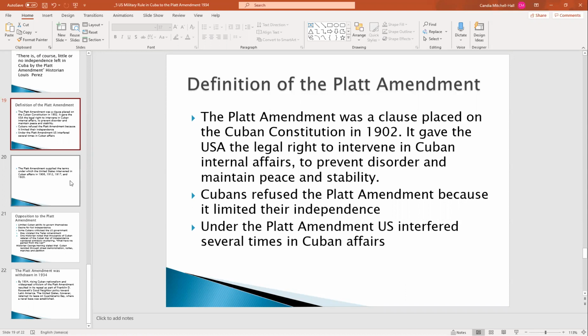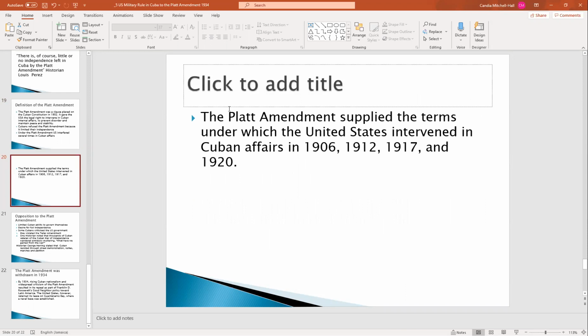And during this time, anytime there was a problem in Cuba, the US intervened. In 1906, there was a problem in Cuba, the US came. 1912, there was a problem, the US came. 1917, the US came. 1920, the US came. Every time there was some form of problem in Cuba, where citizens either protested against the government that they would have selected, or rebelled against some of the policies of the US, the military came in and took over the government.